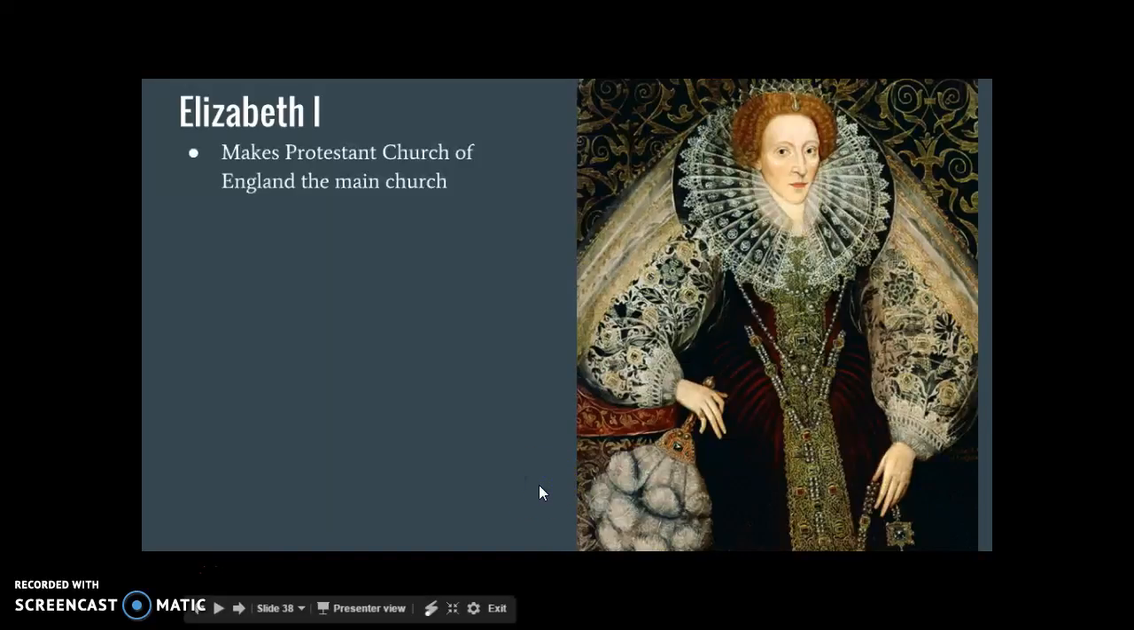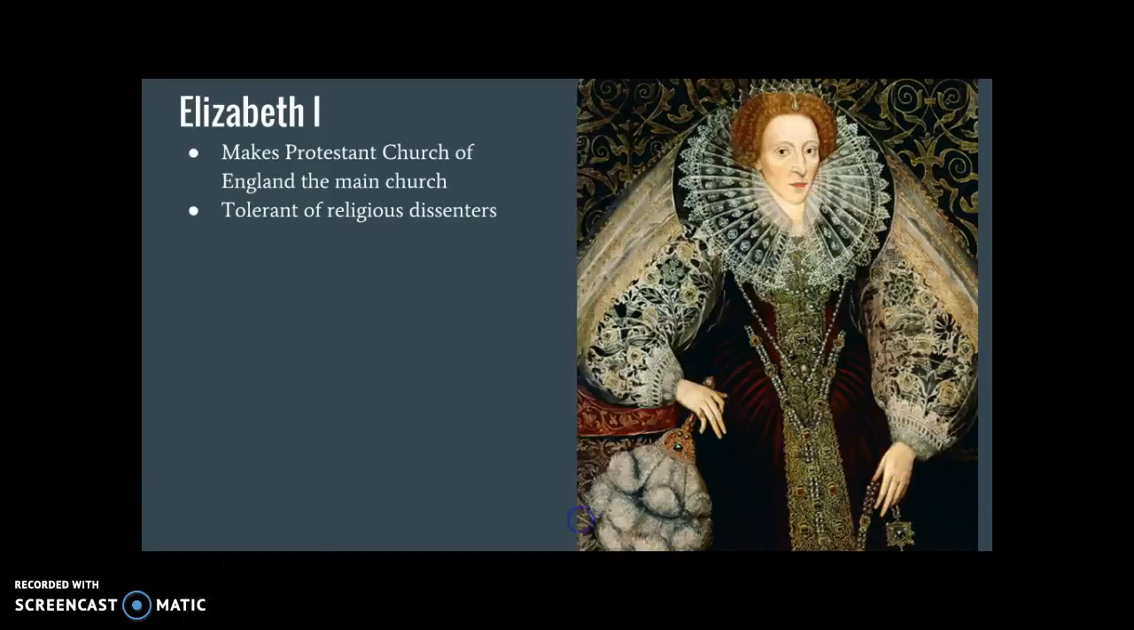Elizabeth makes the Protestant church the main church of England. She was very tolerant of religious dissenters and secured a religious settlement that was Anglican, with the monarch in control of it instead of how things had been in the past. So it had been a hybrid or a mix of Catholic ritual and Protestant theology. But this is the first time that we see where the monarch, in this case Elizabeth I of the nation, has political power and not the Pope.